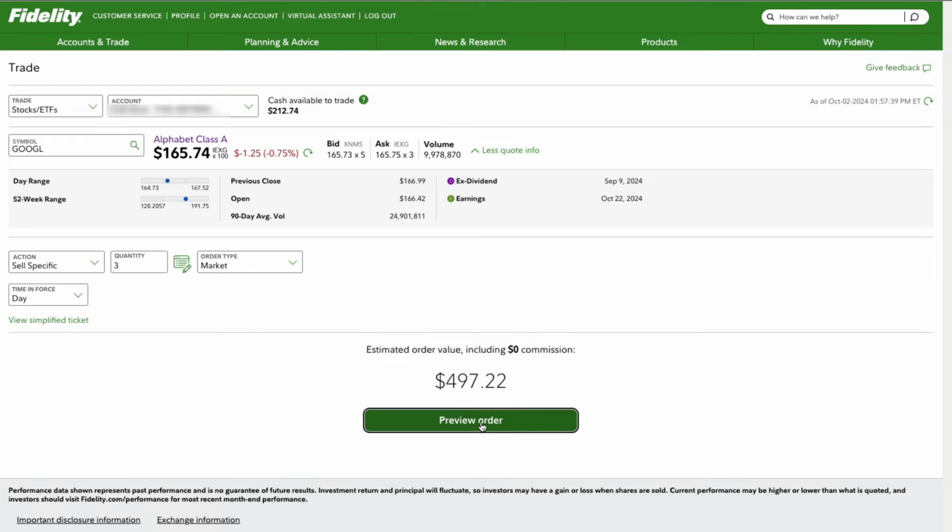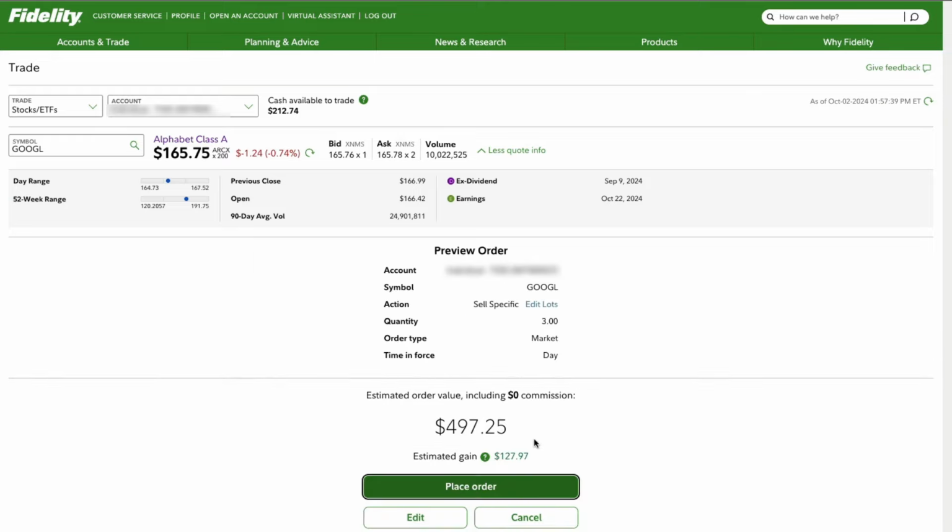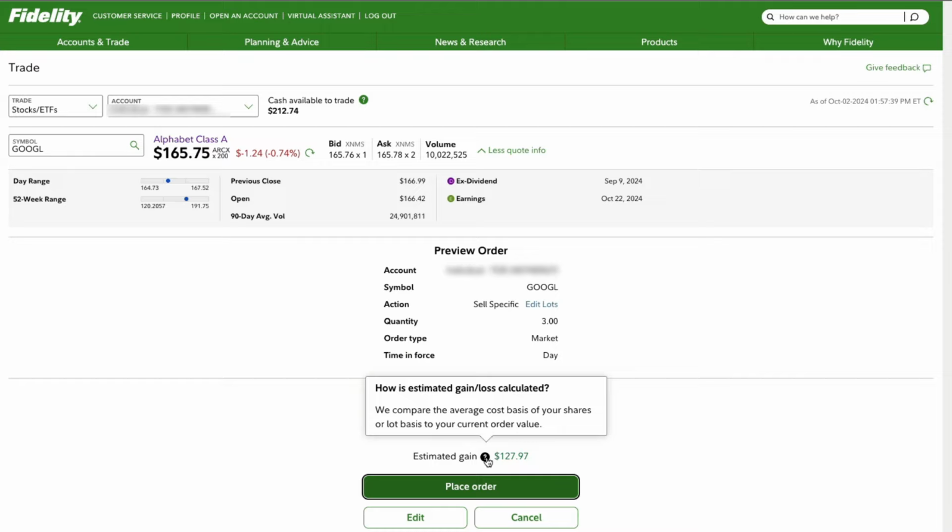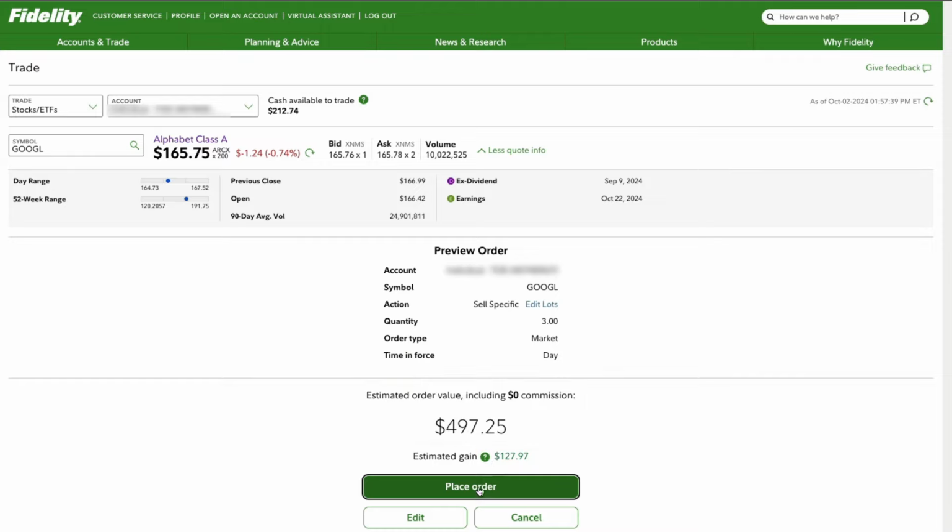Now that I'm ready to sell these 3 shares, I will preview the order. Check the estimated gain or loss at the bottom. Click Place Order when you are ready to sell.